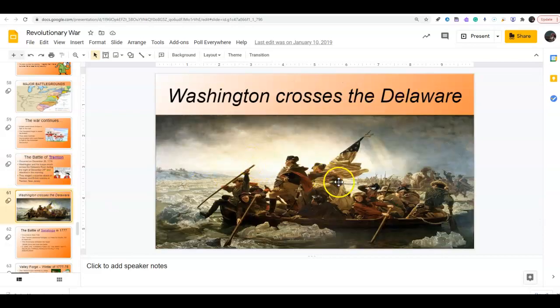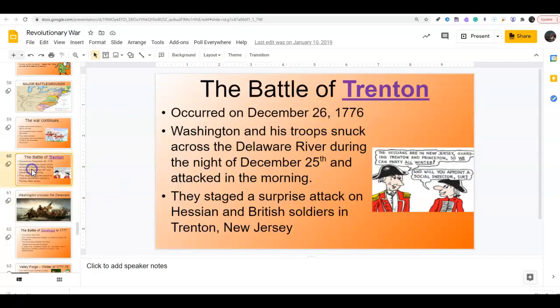This is a famous painting of that depiction. They cross the Delaware River, go into New Jersey, and this is where they surprise the Hessians and the British troops and defeat them at what we call the Battle of Trenton.